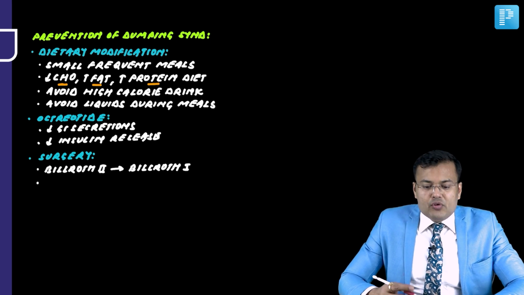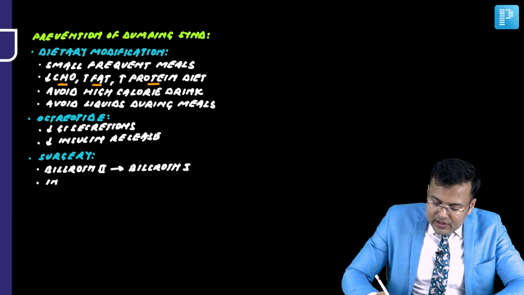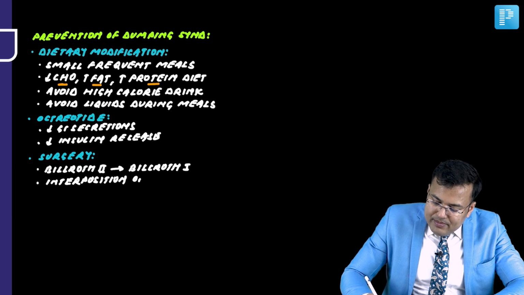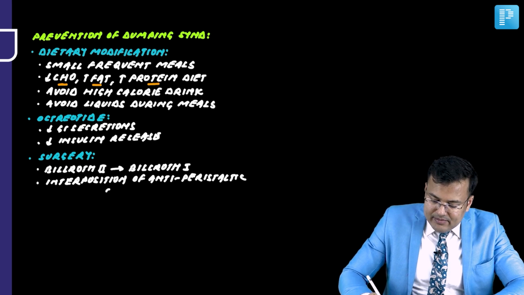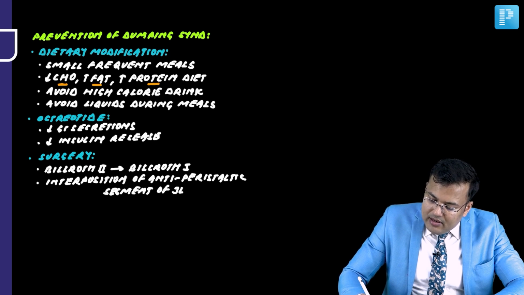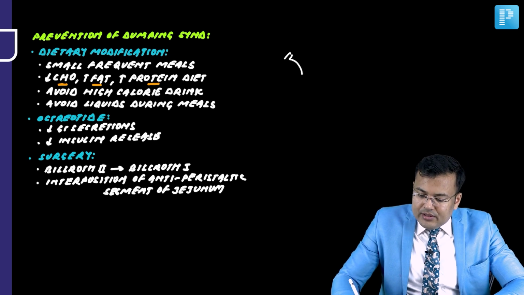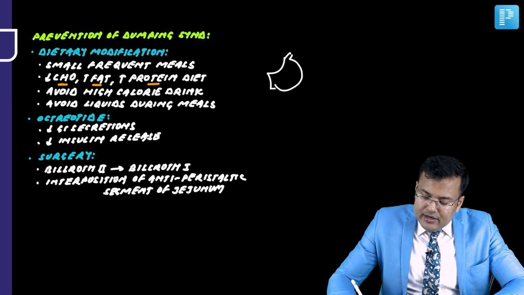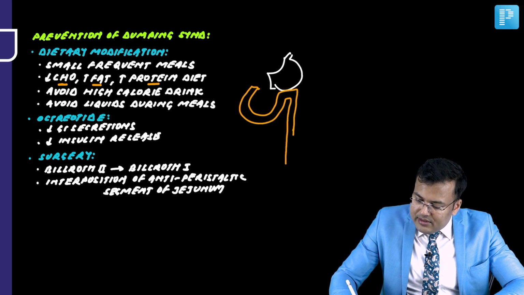The second option is interposition of an anti-peristaltic segment of jejunum. Clear? What is this anti-peristaltic segment of jejunum? It's very easy to understand. Imagine this is the patient in whom Billroth 2 reconstruction has been done.